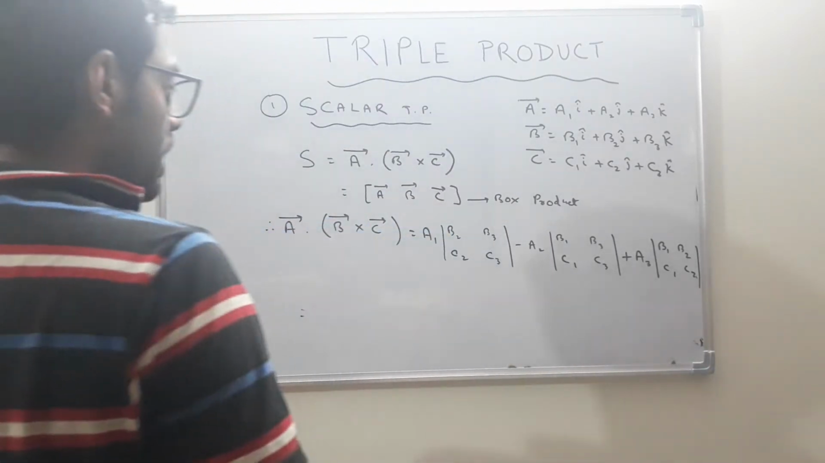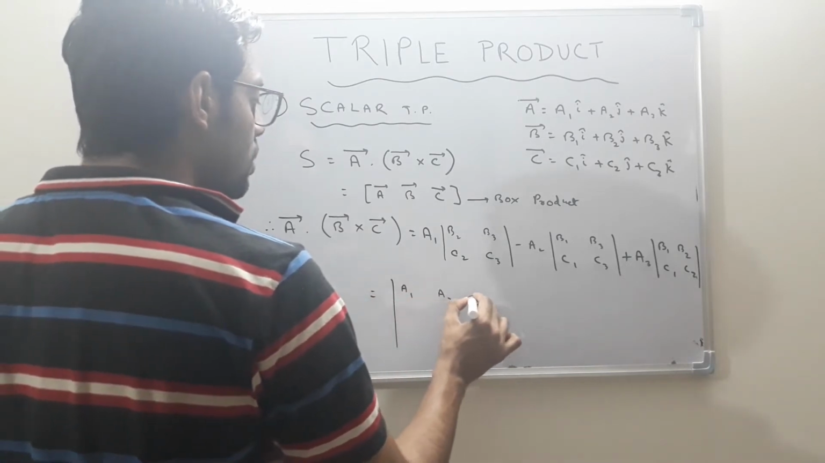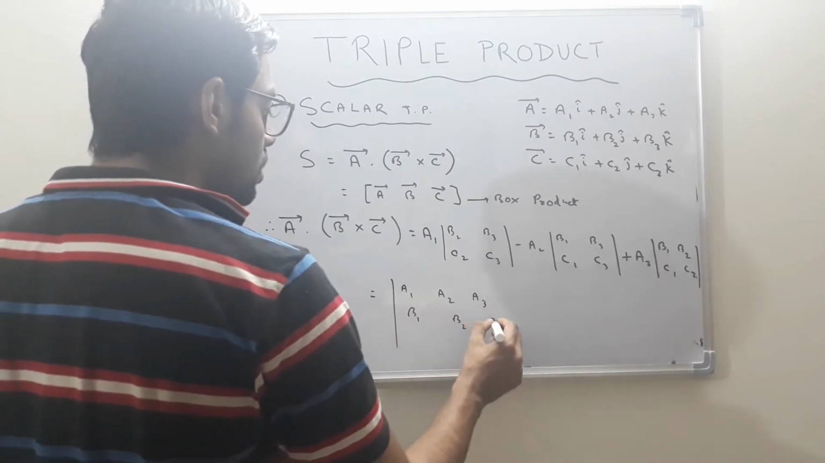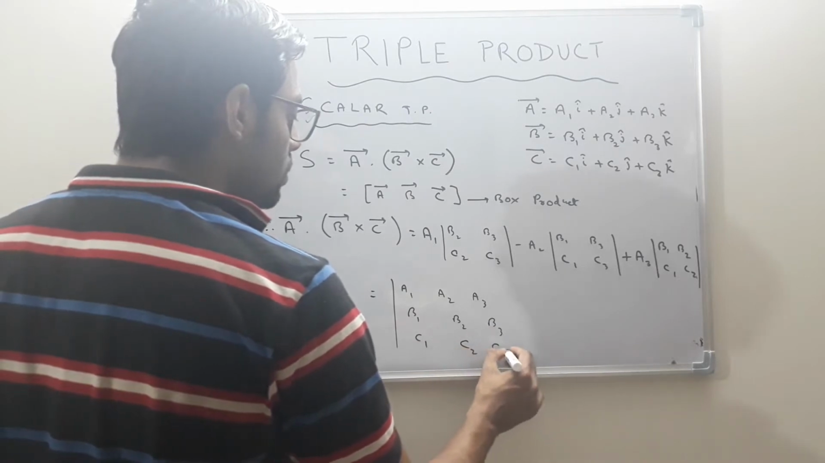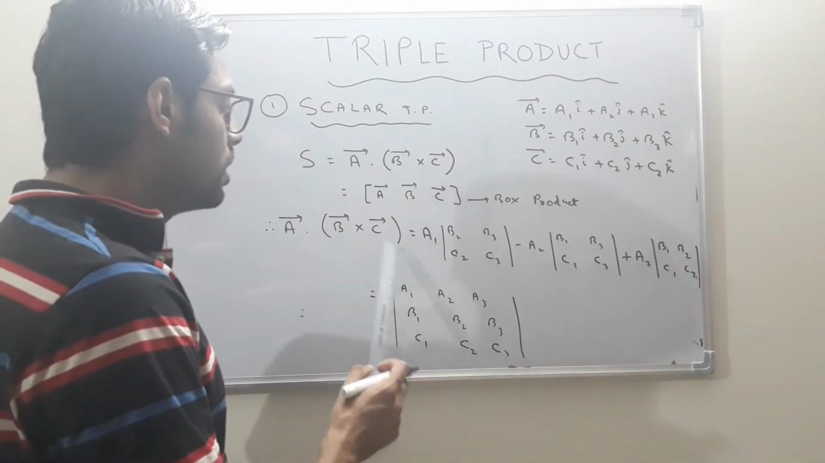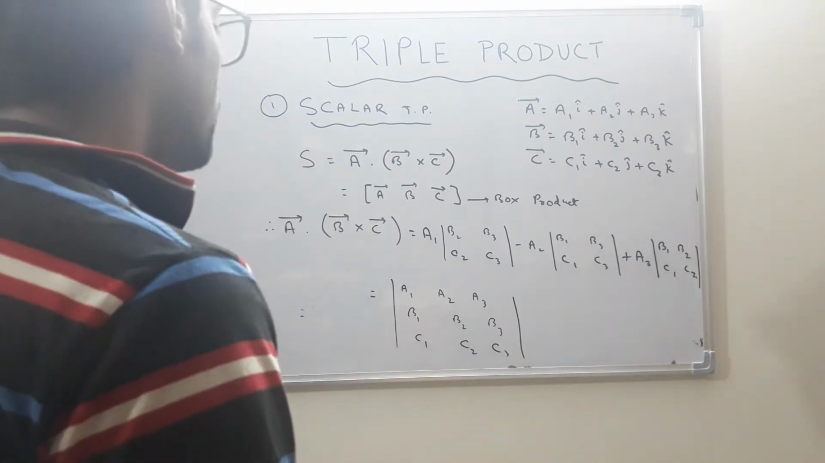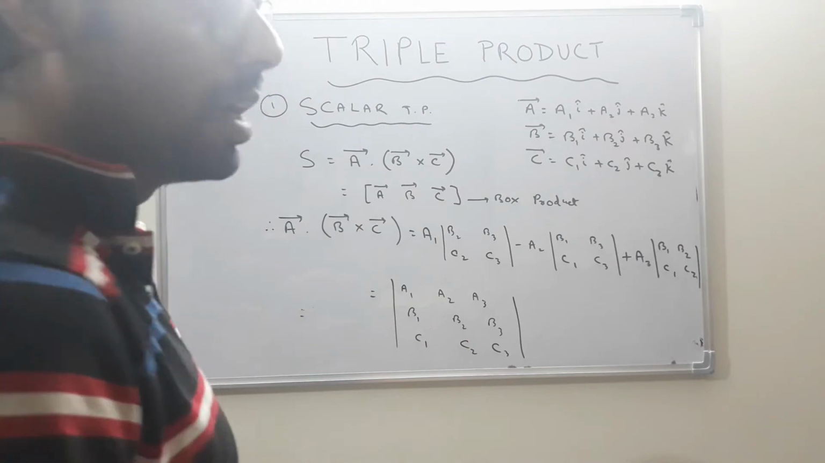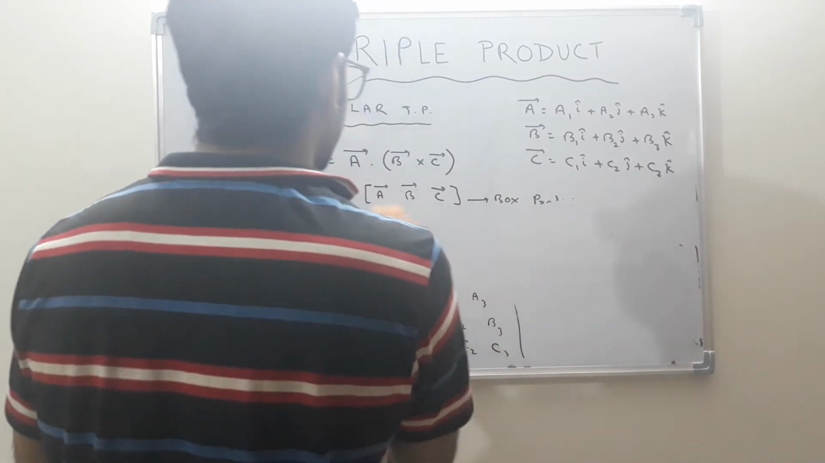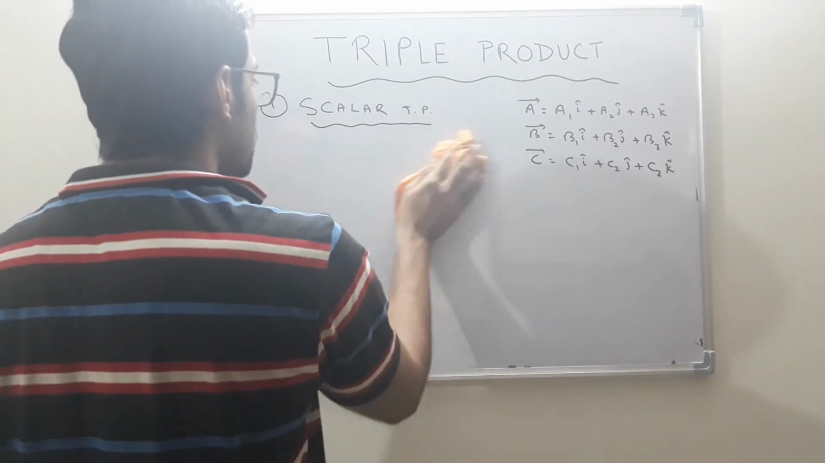It can again be written in a single determinant form with rows a1, a2, a3, then b1, b2, b3, and c1, c2, c3. This is the final form of the scalar triple product, the determinant form representation of A dot B cross C. Now from here we will deduce some relations or characteristics of this scalar triple product. First of all, what are the characteristics of this scalar triple product?